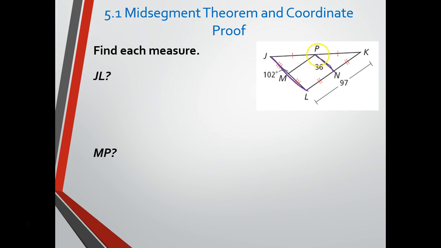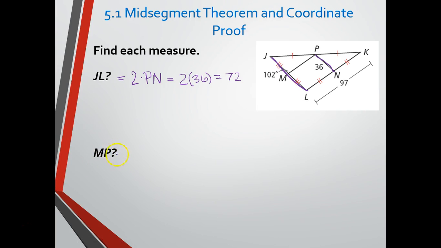There. And so PN and JL are the parallel sides, and we are going to say that LJ is equal to, well, it's the bigger side, so it's 2 times what PN is. So let's write that down. 2 times PN, and that is equal to 2 times, let's see, 36, which is equal to 72. And we're done.